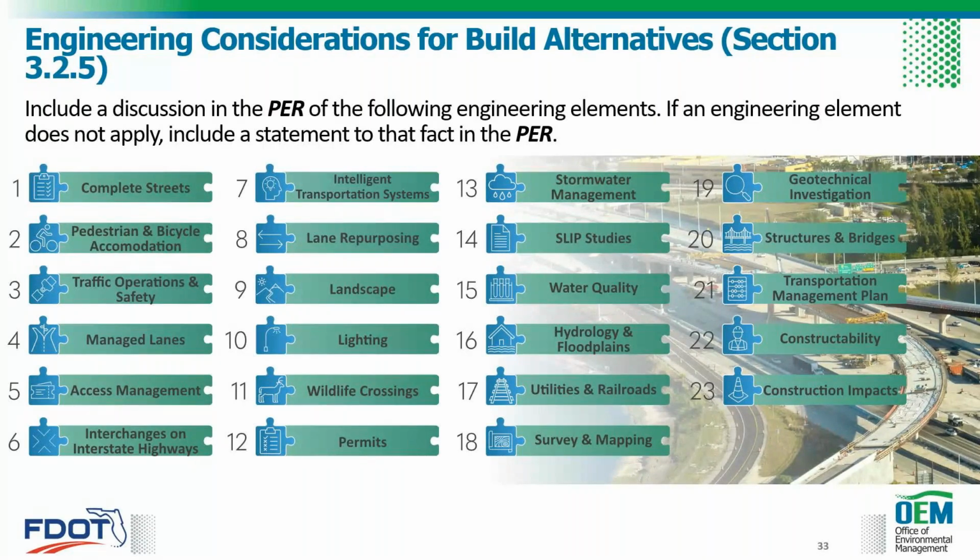I'm going to quickly note a few elements that were expanded on with the 2024 update to the chapter. So element number 20, structures and bridges, was expanded on to include details regarding the cost of perimeter walls and a reference to the highway traffic noise chapter. Additionally, elements 21 and 22, transportation management plan and constructability, are required to be discussed in the PER.